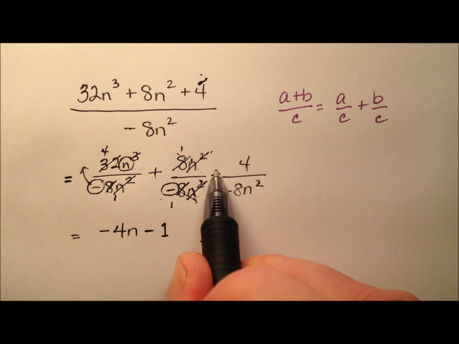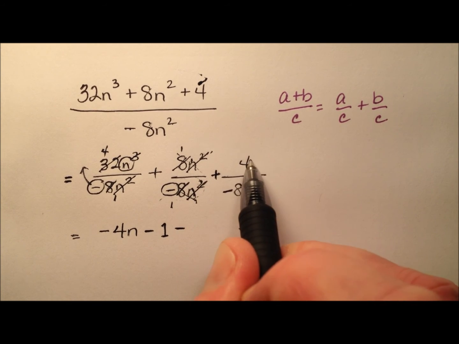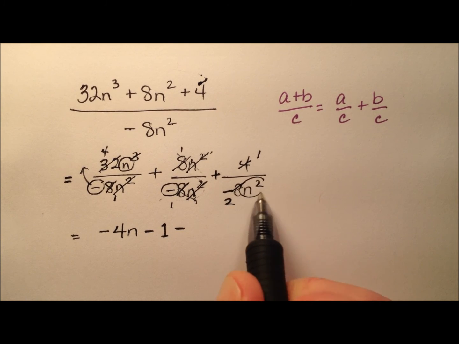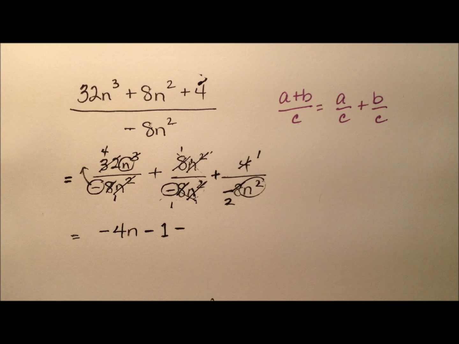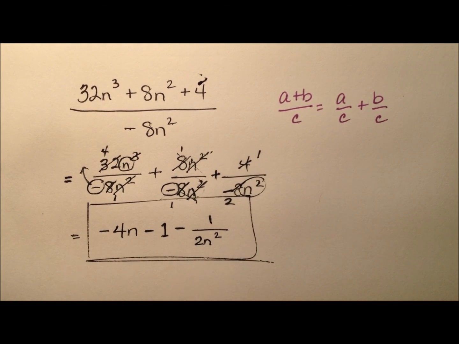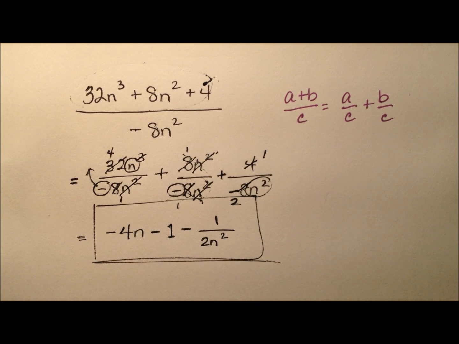And finally, we have plus and a minus here, so that will result with a minus. And then 4 and 8, 1 over 2. And then the n squareds in the bottom, no other n's or terms in the top. So it looks like minus 1 over 2n squared. So that's what this expression will look like now when I take this cubic trinomial and divide it by this monomial, negative 8n squared.